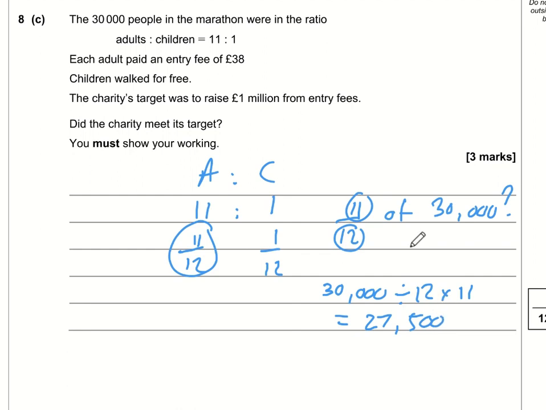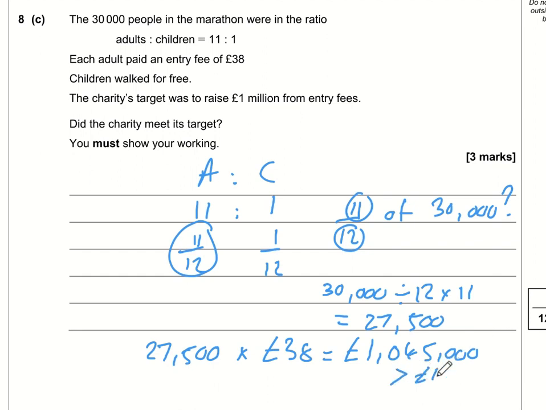Which is 27,500. And if they're all paying £38 each, 27,500 multiplied by £38 comes to a total of £1,045,000. So that is greater than £1 million. So yes, the target has definitely been met.